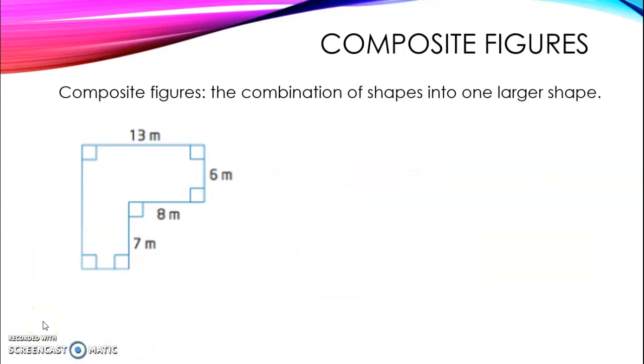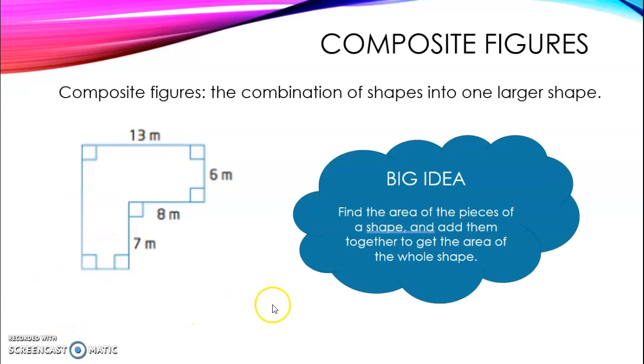So let's talk about what composite figures are. These are the combination of shapes into a larger shape, like the one that we have here. The big idea is that you're basically going to be able to break this shape into smaller pieces that we do know the area formulas for, and then we can find the area of those pieces and add them together to get the area of the whole shape.